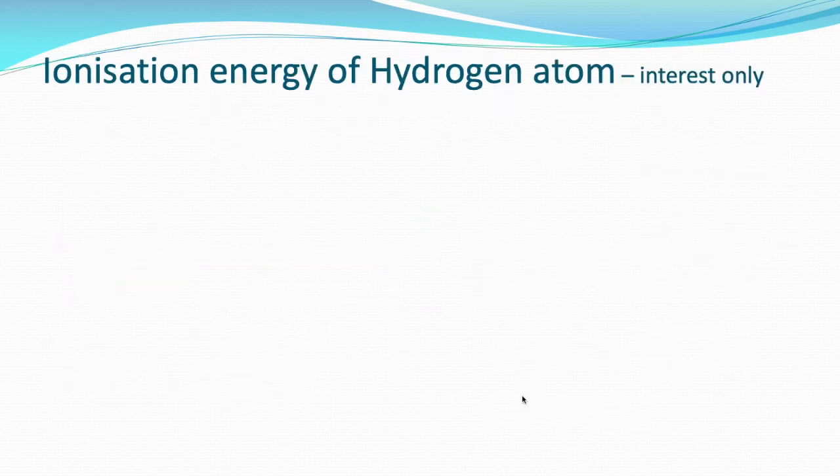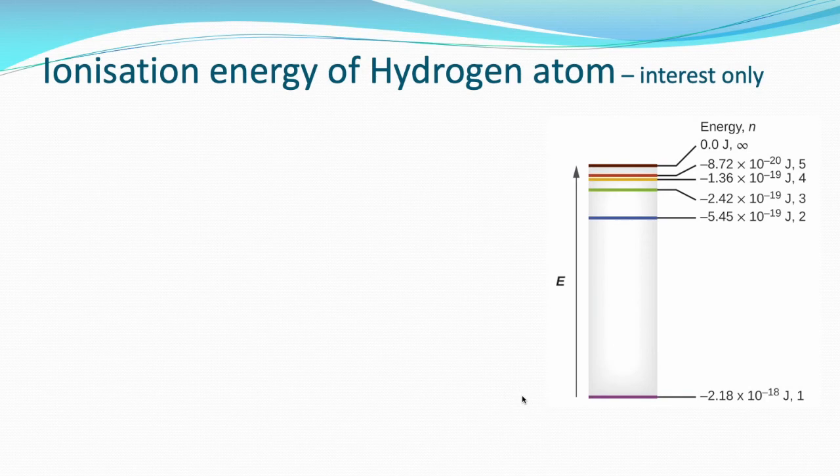Now, we can take that one stage further and talk about the ionization of the hydrogen atom. This is not in the course, but it's for interest only, and you may have asked this question last year when you were doing higher physics and we were talking about the energy levels of the electron in the hydrogen atom, and you get a diagram that looked like that, where your bottom state, the ground state, had a value of something like minus 2.18 times 10 to the minus 18 joules. In fact, more often than not, it was minus 21.8 times 10 to the minus 19 joules.